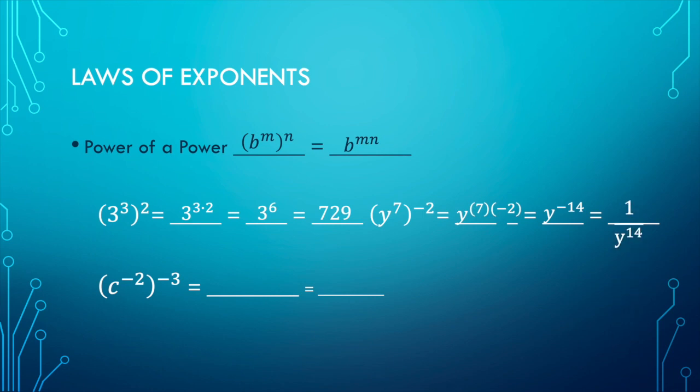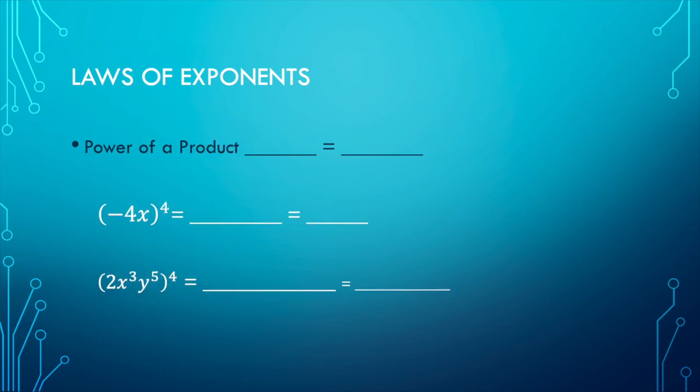Here I've got c to the negative 2 raised to the negative 3. We can say that this is the same as c to the negative 2 times negative 3, which is also known as c to the 6th power. All right, we're close to being done here. We got 2 more. We got the power of a product and the power of a quotient.